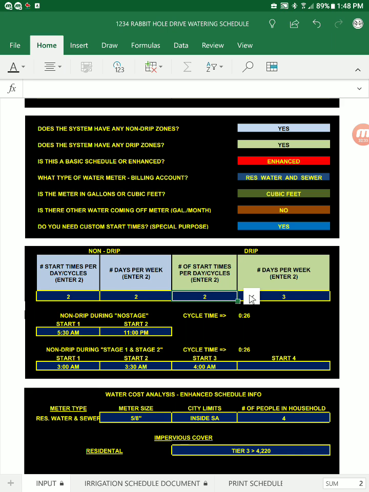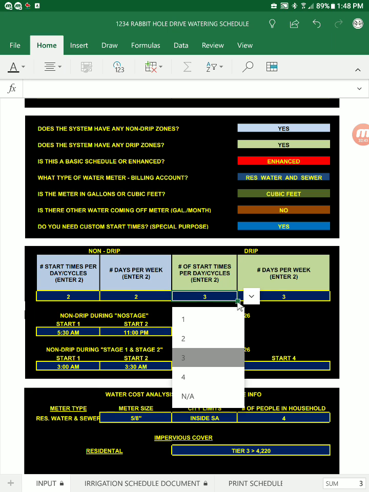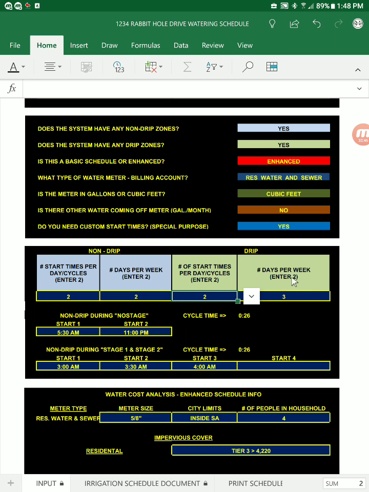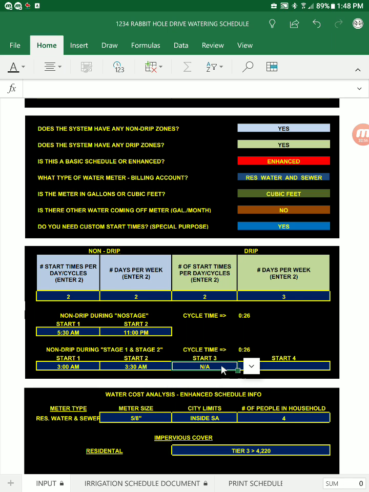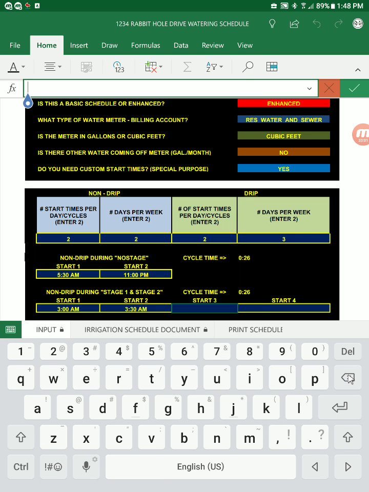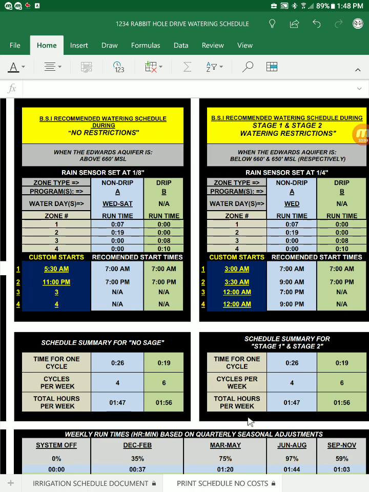Okay, so number of start times. Let's just say we did 3 on this. I said 2 on this, 2 start times, and then 3 days per week. And then actually this really can just go back to nothing. Okay, I didn't build an empty. So let's go look at our print schedule now and see what happened with our start times.